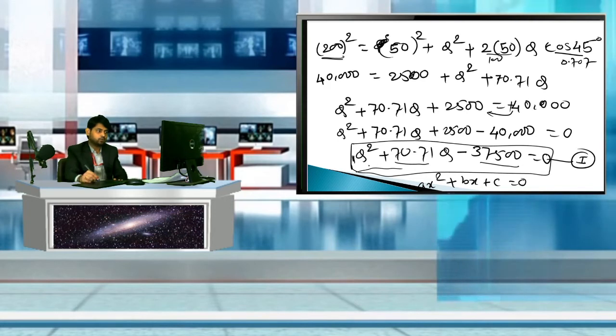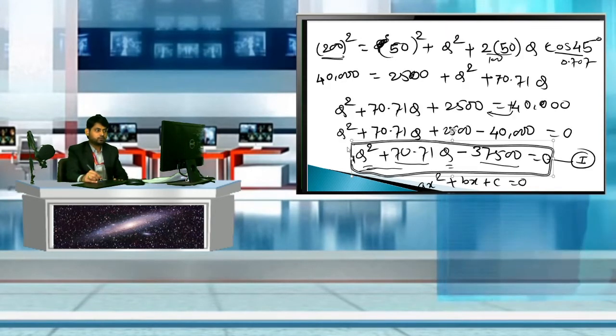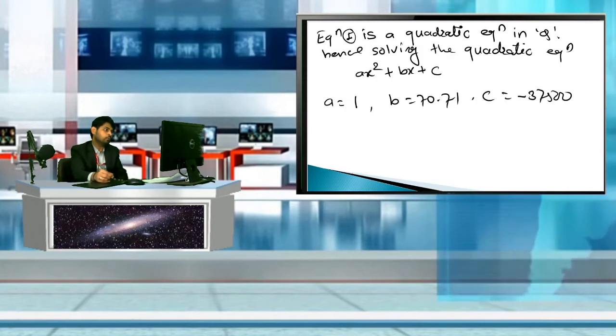You will get the two values of q. Or you can solve this quadratic equation by using the formula: minus b plus minus under root of b square minus 4ac divided by 2a. So just take your calci, and in your calci there is an equation option. Put this equation in that calci.